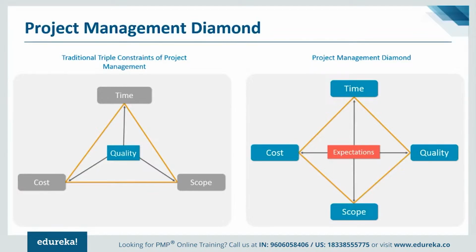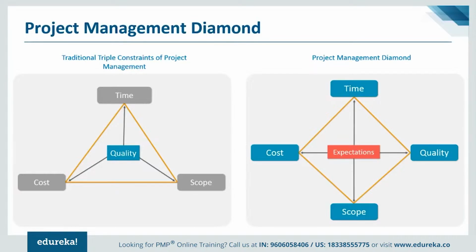So we started with triple constraints initially, and then we added one more. Time, scope, and cost were there. We've added quality as well. But if you actually see, there are a few other constraints on the project which we should be aware of, and that's nothing but the expectations. So if you see the project management diamond, we started with triple constraints on the project, and now we talk about the diamond. And I would also prefer to add a few more here.